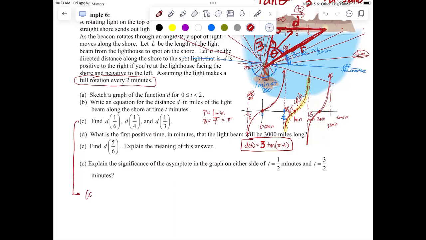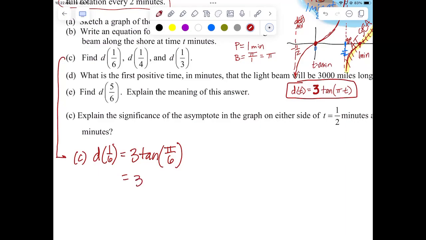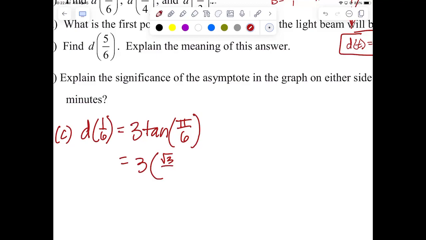So let's look at part C. It says find d of 1/6. So we'll write d of 1/6, and I'll plug it into my equation, 3 tangent of pi times a sixth. Isn't that pi sixth? It is pi over 6. And guess what time it is now, boys and girls? Is it time to grab a calculator? Or is it unit circle time? It's unit circle time. So what is tangent of pi over 6? Square root of 3 over 3.